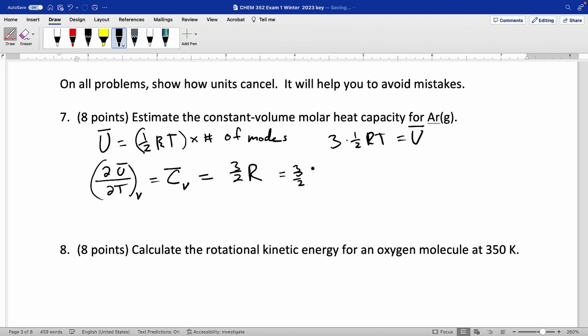3/2 times 8.314 joules per mole per Kelvin, and that comes out to about 12.5 joules per mole per Kelvin. And if we go to NIST and look at CV bar for argon, we'll see that it's really close to 12.5. That's an excellent estimate.